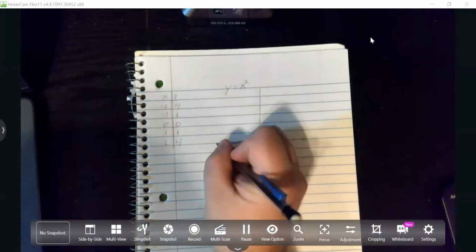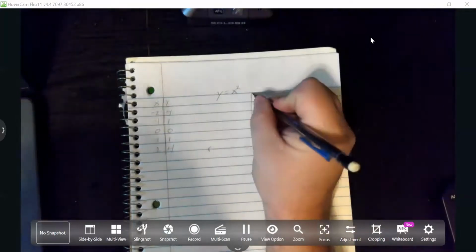So feel free to use a calculator, use Desmos, whatever tool you might have available at home to help you graph. If you have nothing else, learn to graph it by hand. It is a useful skill as well.